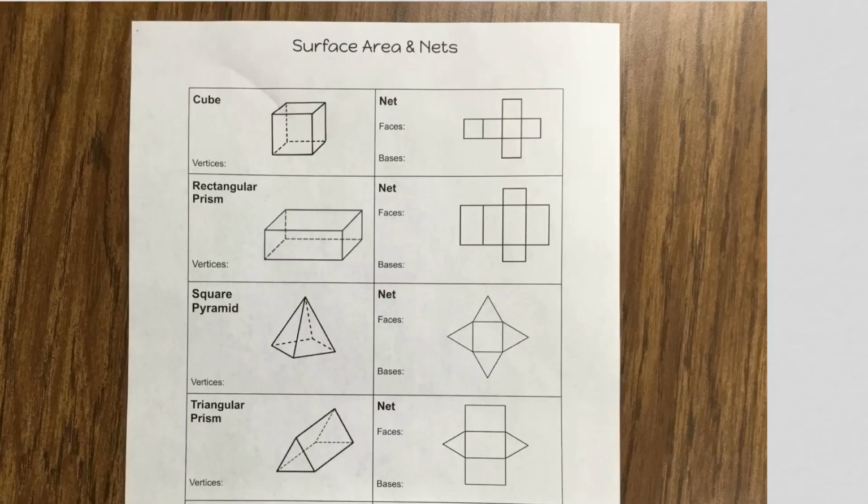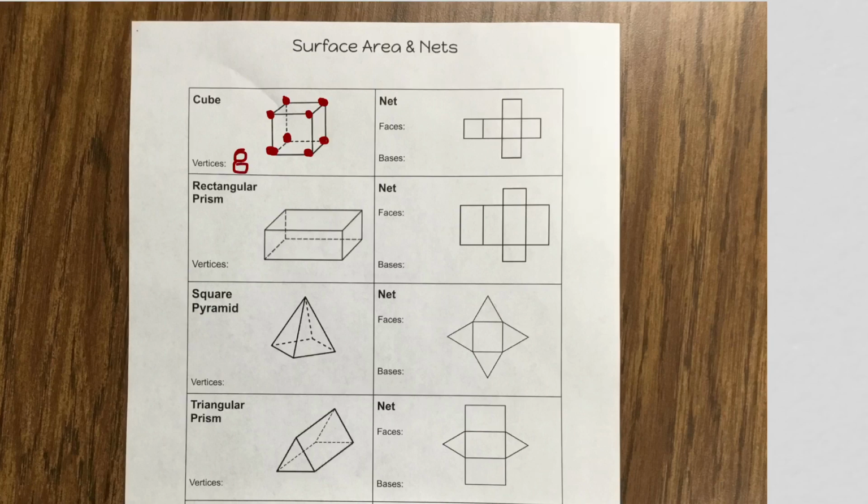So with your red, we're going to count on this cube how many corners we have. So we're going to say 1, 2, just make a dot there, 3, 4, 5, 6, 7, and 8. Okay, so these are vertices or corners, and we have 8 of those.